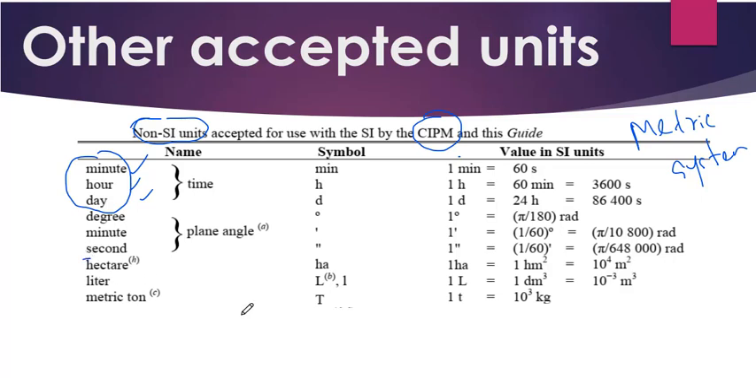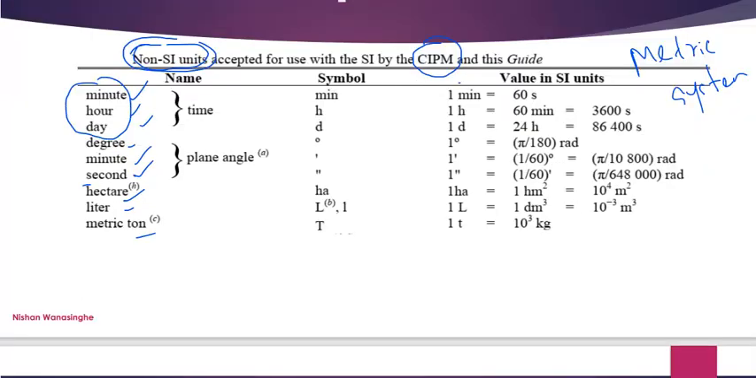So you can see degree, and when you measure a very small angle, minute, and a very very small angle, second, then hectare, liter, metric ton, these units are non-SI units, but we use them in the metric system.